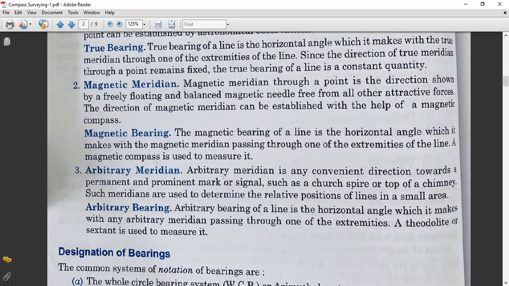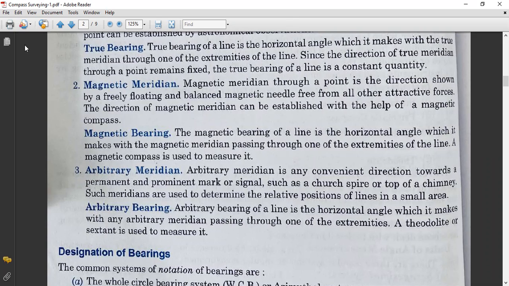It is the temporary meridian with respect to which we measure the bearings of a survey line, such as towards a church spire, the top of the church, or the top of a chimney. Along that direction we establish the meridian, the temporary meridian with respect to which we measure the bearing of a survey line. So whenever I measure the bearings of survey lines with respect to the true meridian, it is called the true bearing. With the magnetic meridian, it is called the magnetic bearing. And if I measure the bearings with respect to an arbitrary meridian, it is called the arbitrary bearing.